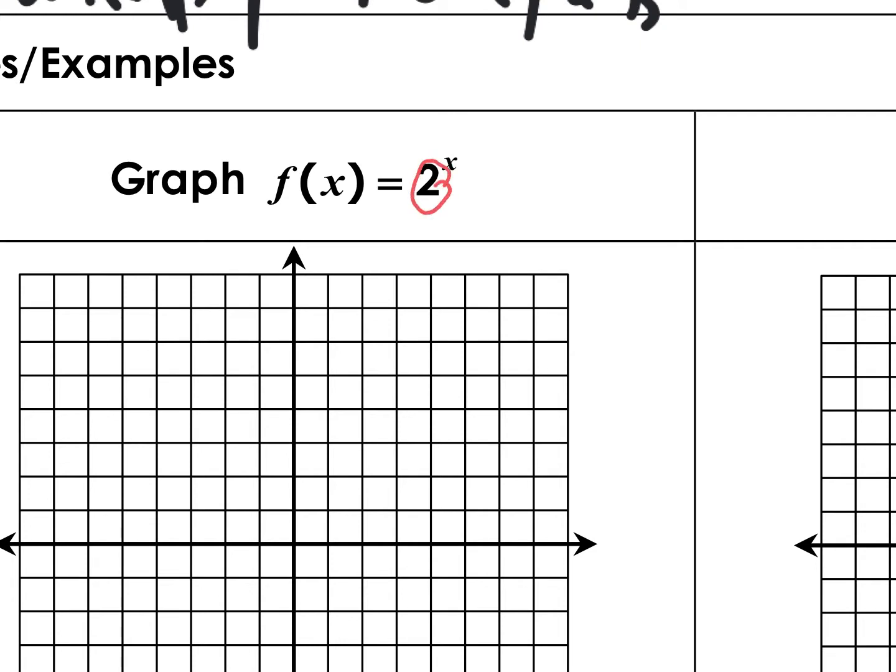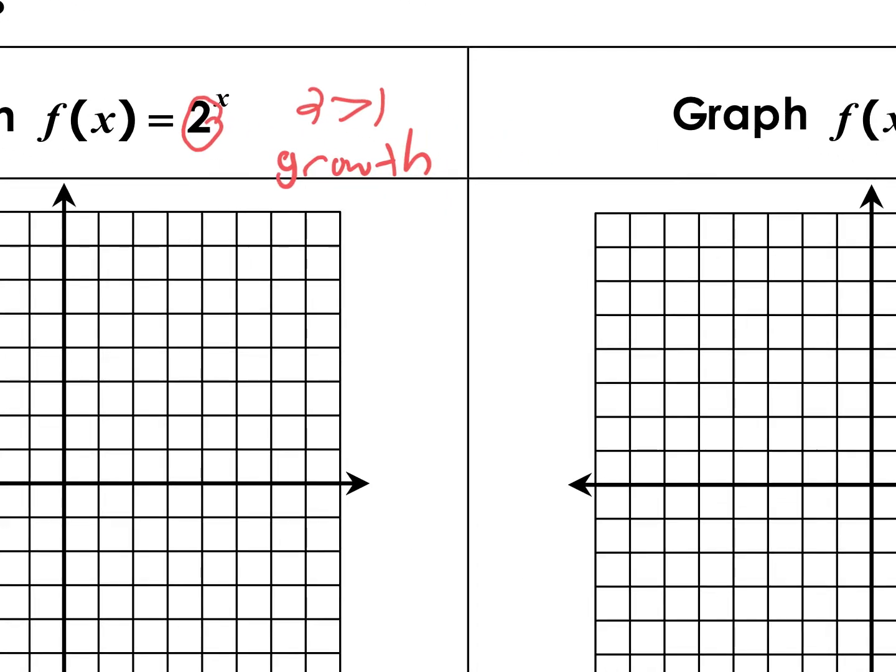It's a 2. 2 is greater than 1. That means I know that this will be an exponential growth. All exponential growth problems look like this. They have a horizontal asymptote, and then as you approach to the right forever, as you approach to infinity, f of x approaches infinity, goes up forever. That's what it means to be a growth.